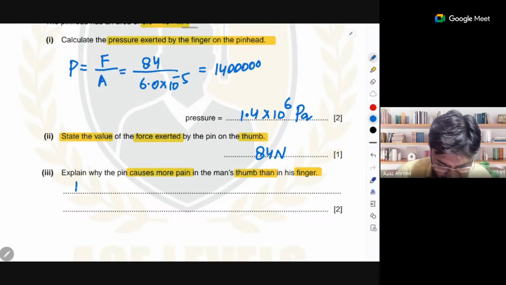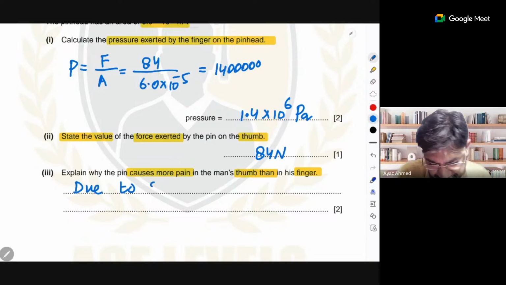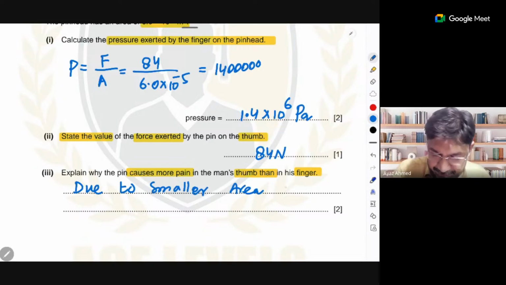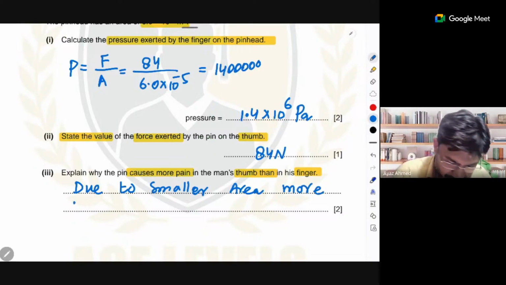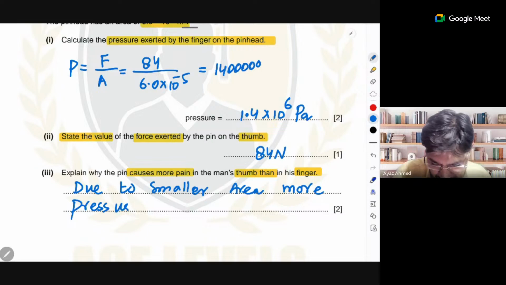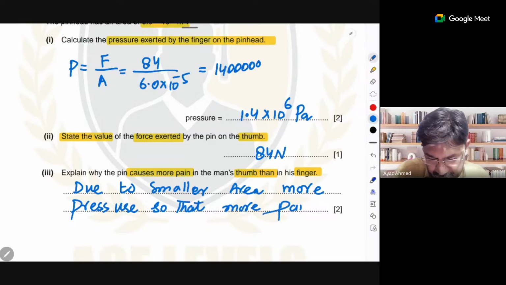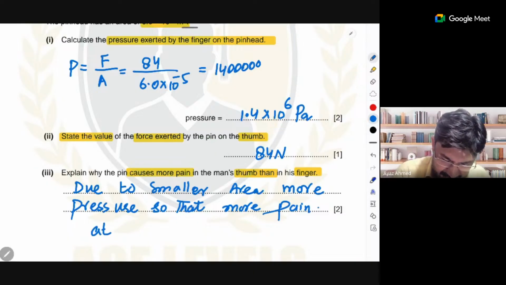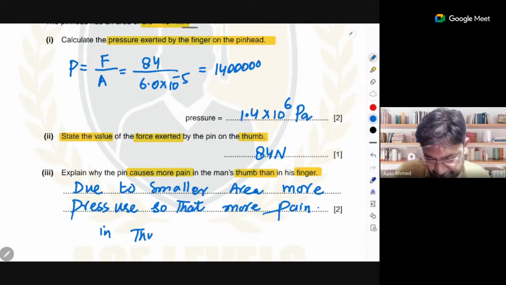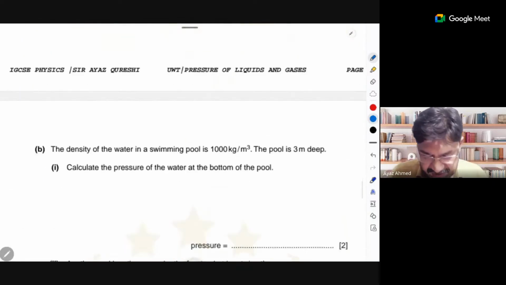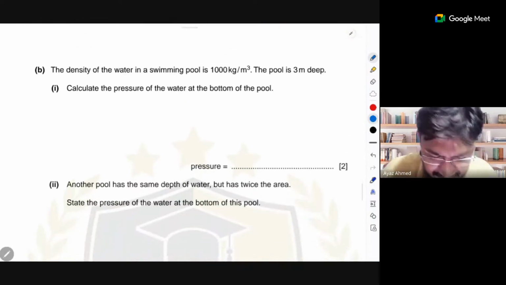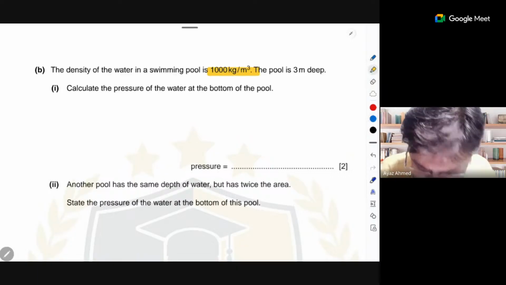So, due to smaller area, more pressure will be exerted. So that more pain in the thumb. Okay? Got it? Next, the density of the water in a swimming pool is 1000 kg per cubic meter.